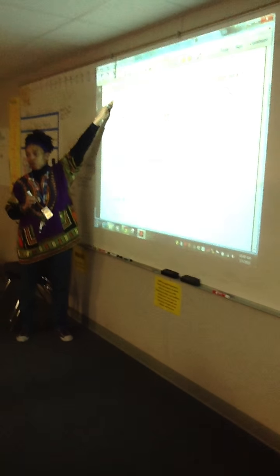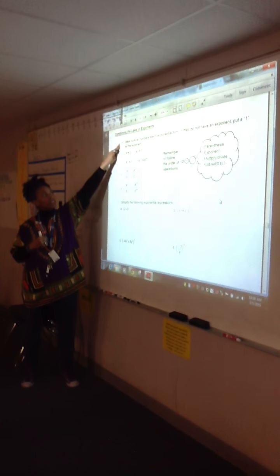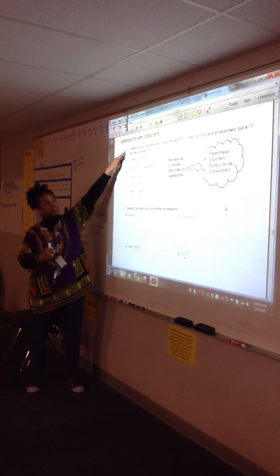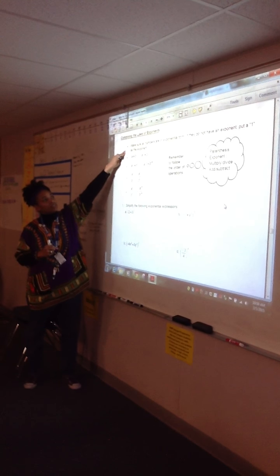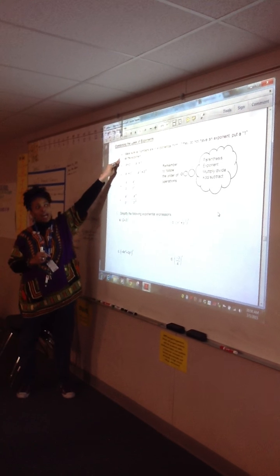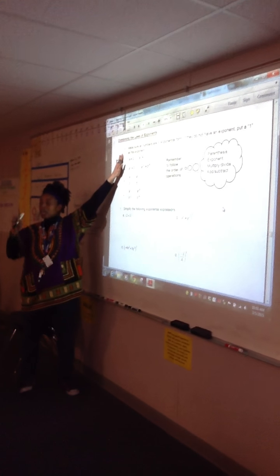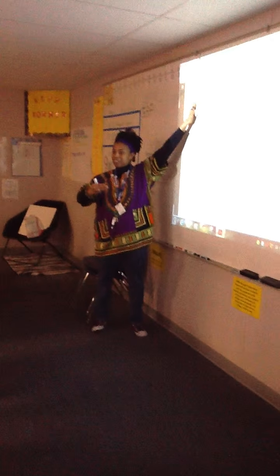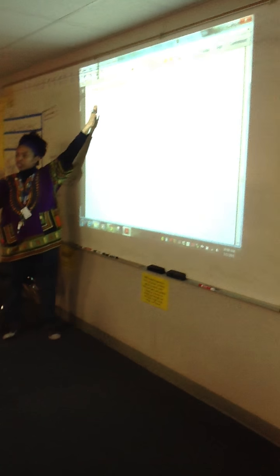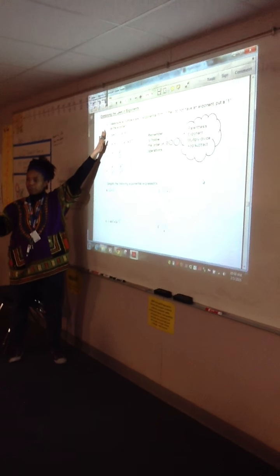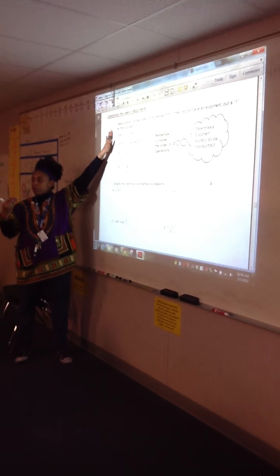Somebody read the first bullet for me. Make sure our numbers are in exponential form. If they do not have an exponent, put a 1. That's crucial because one of the biggest mistakes I see is if you don't put the 1, you forget to do the math with those exponents. Multiply, subtract, add them, whatever you're supposed to do.